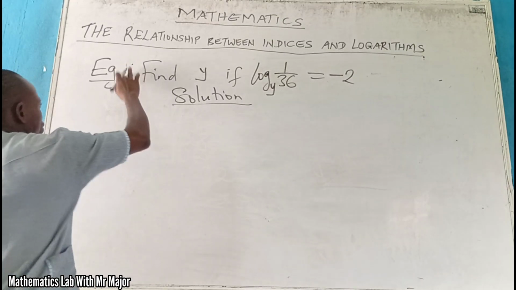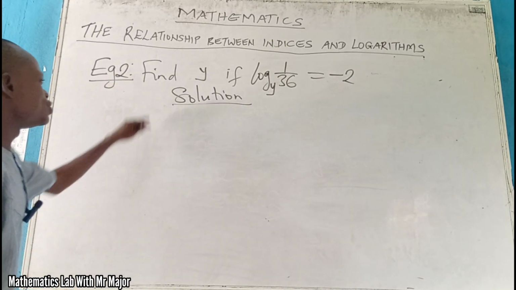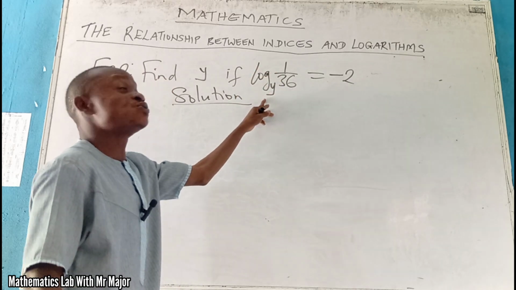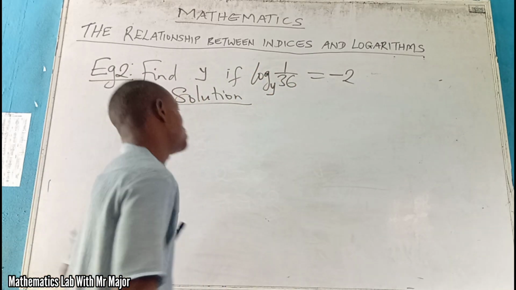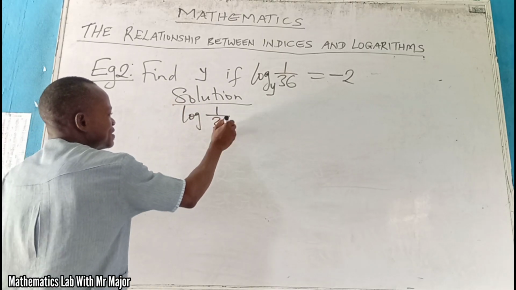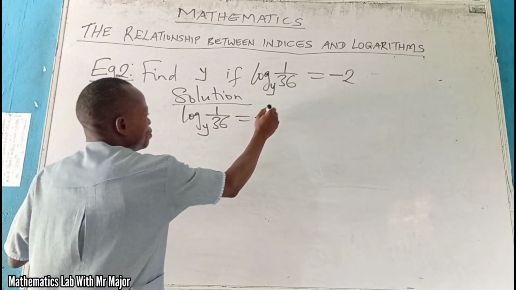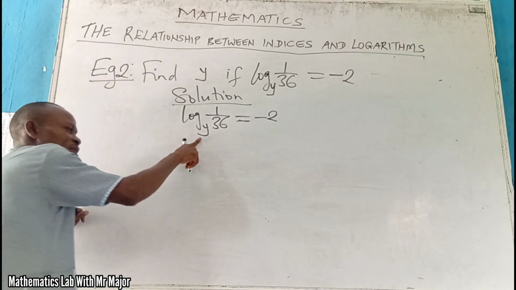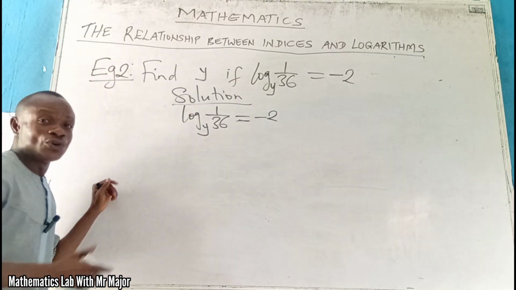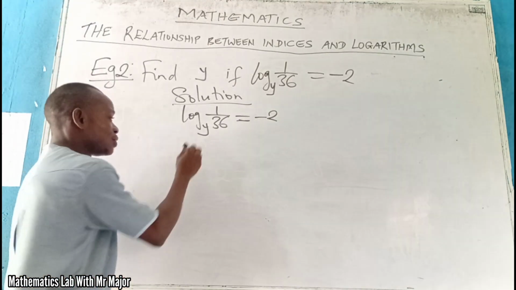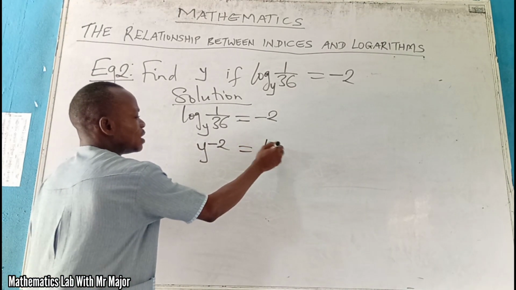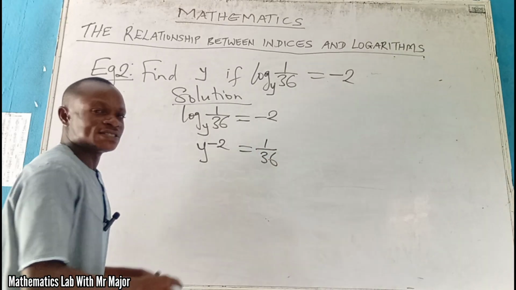The second question on the board here, example 2, says that we should find y if log 1 over 36 to base y is equal to minus 2. Now, solution. We have log 1 over 36 to base y equal to minus 2. Again, this is the base, y, and minus 2 is the power. So we write it in index form. That becomes y raised to power minus 2 equal to 1 over 36.